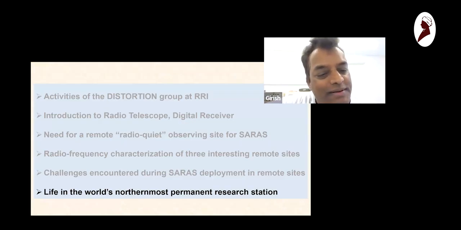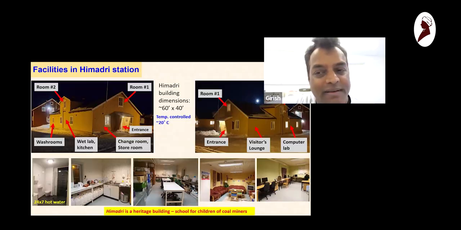We'll just conclude by moving to the last section, which is life in the Arctic region. We stay in a place called Himadri, which is India's research station. There are about 4 rooms on the first floor, and each room can comfortably accommodate 2 people. At any point of time, 8 people can stay here. There's a computer lab where we all sit and work, and a lounge for visitors, or we can sit here.